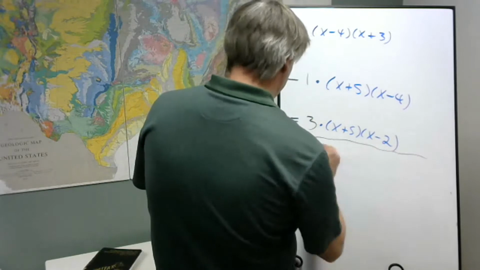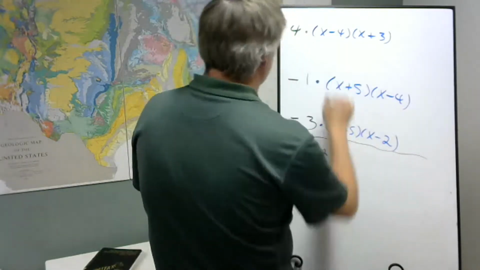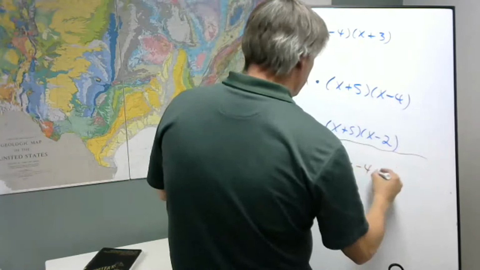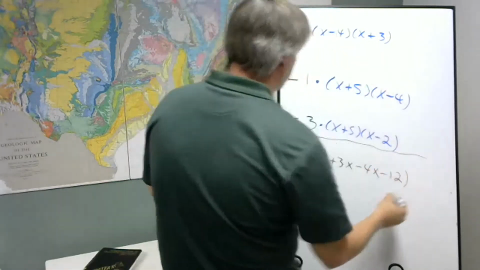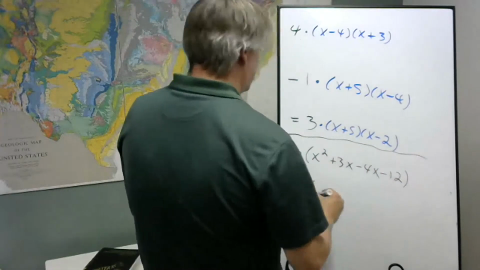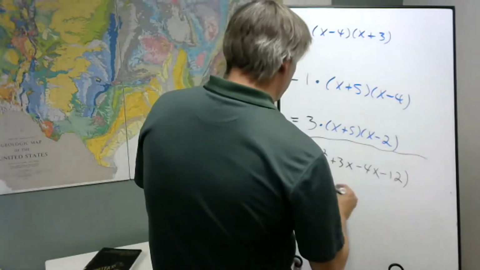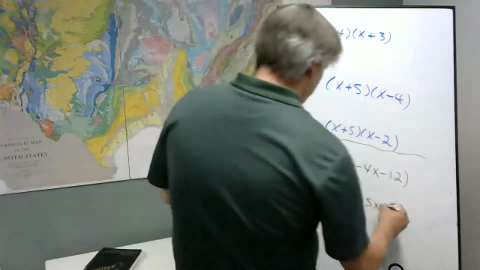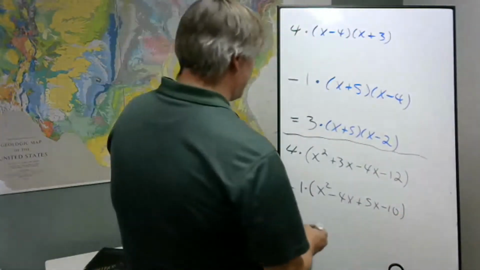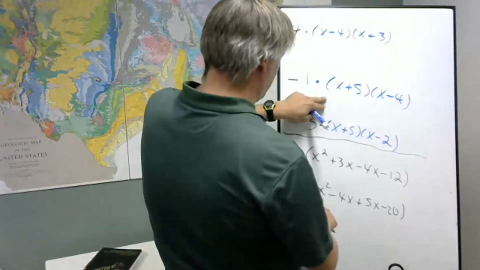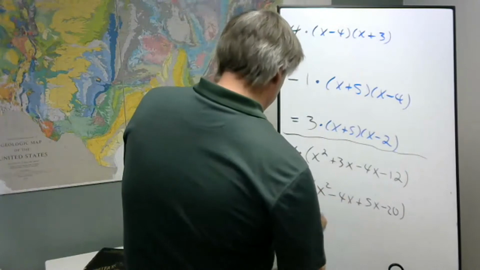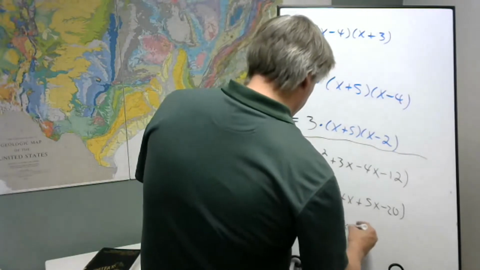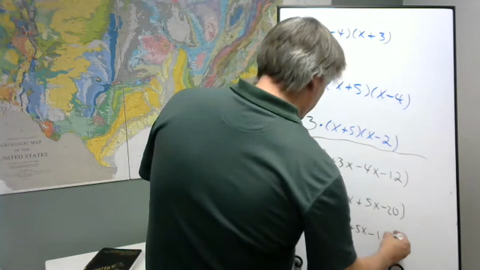4 times x squared plus 3x minus 4x minus 12. Subtract 1 times x squared minus 4x plus 5x, again, I'm just FOILing is what I'm doing, minus 20. We'll check. x squared minus 4x plus 5x minus 20 is equal to 3 times x squared minus 2x plus 5x minus 10.